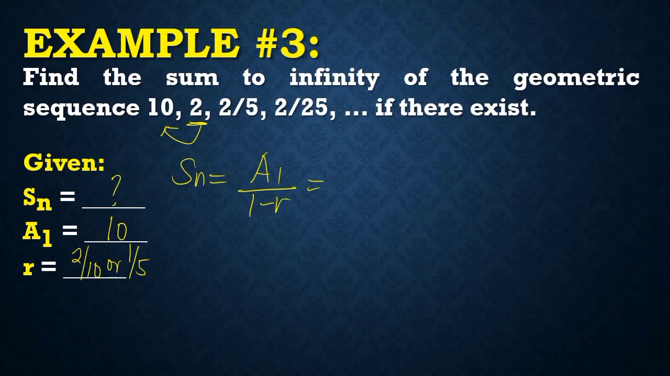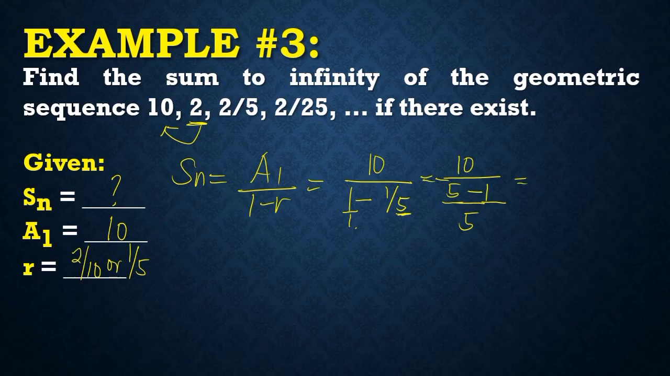So the first term is 10. Next, 1 minus r, the common ratio, that is 1 fifth. And then, 10 over, so the LCD is 5. So, and then the denominator of 1 is 1. So, 5 divided by 1, that is 5, times 1, 5. Next, 5 divided by 5, that is 1, times negative 1, negative 1. So, and then 10 all over, so 5 minus 1, that is 4, over 5.